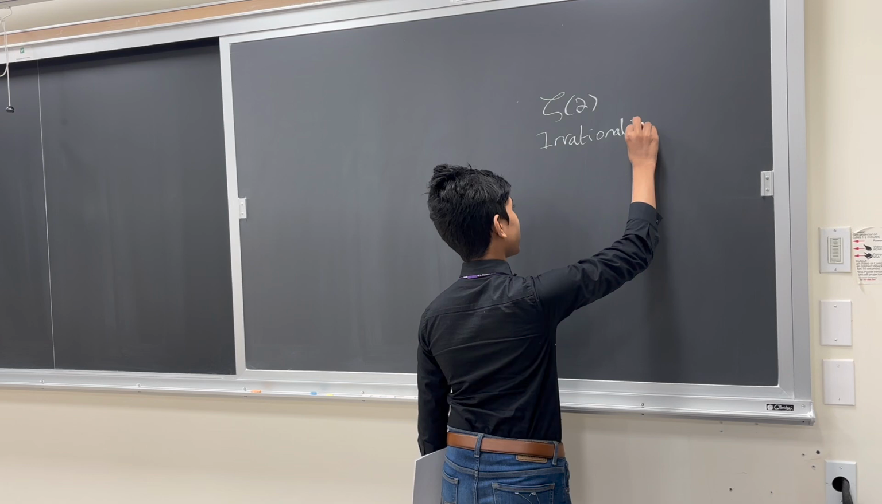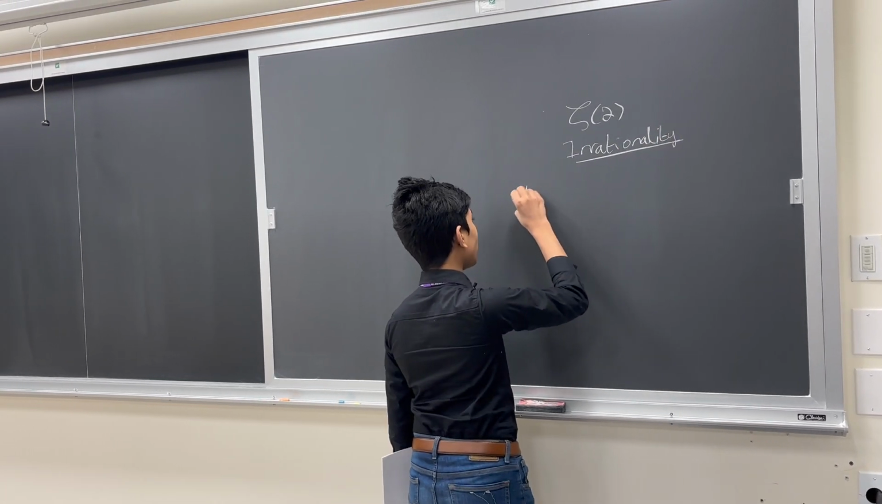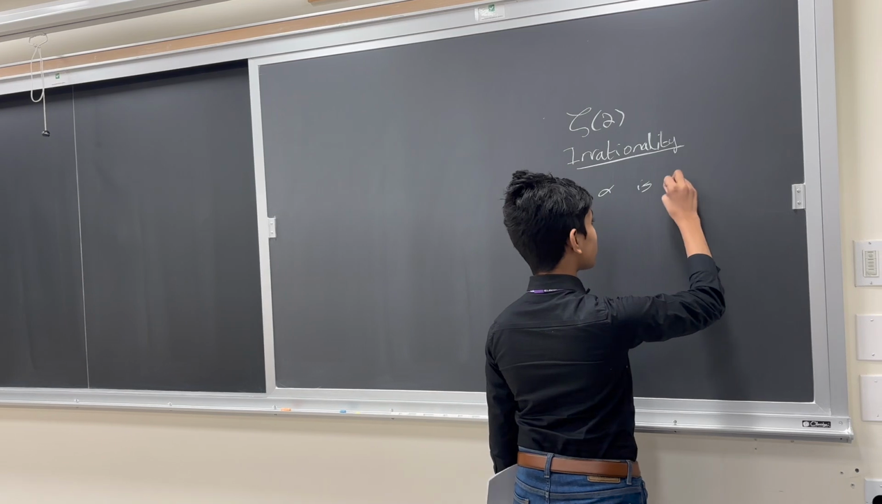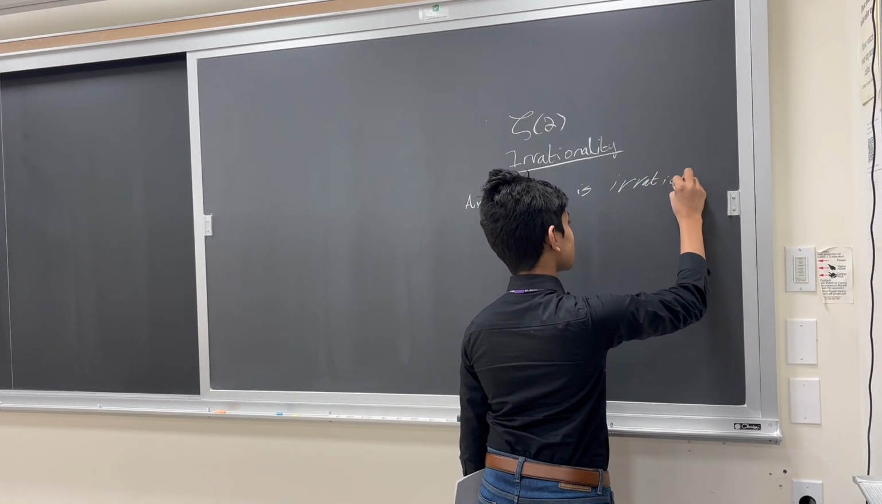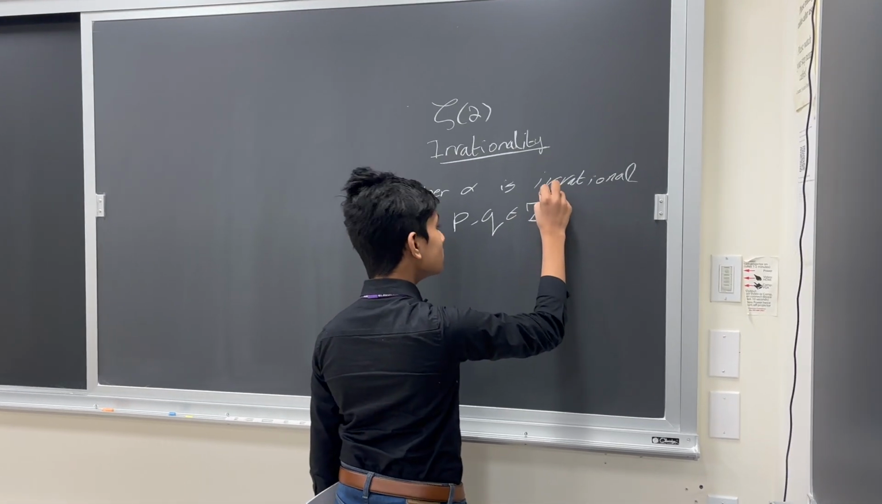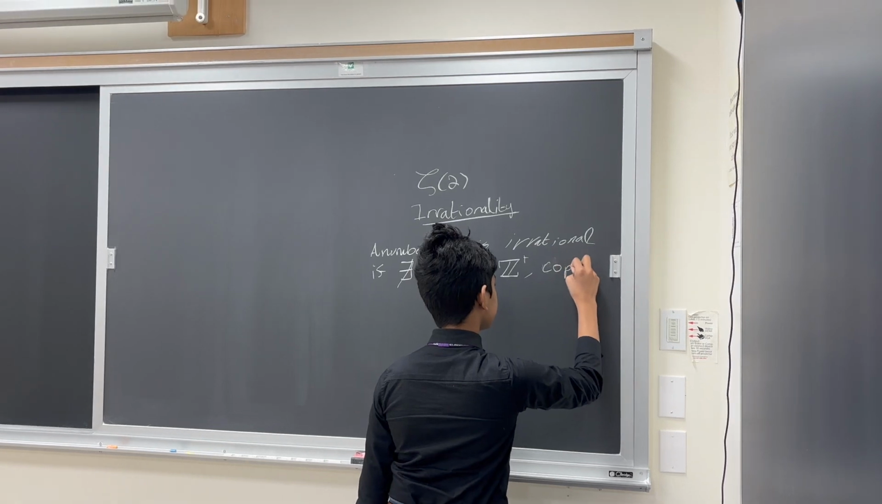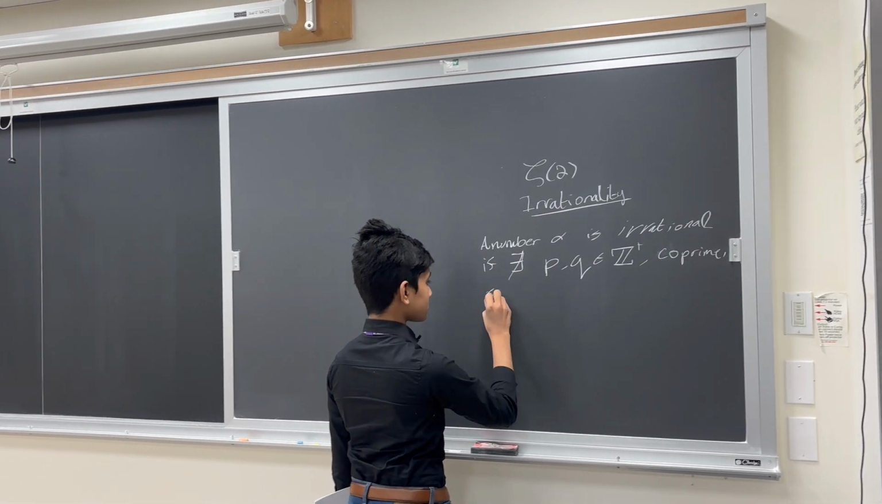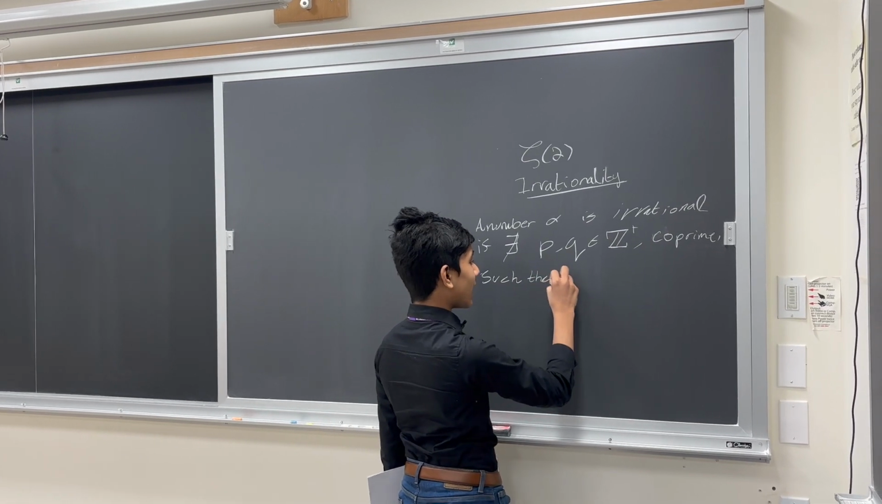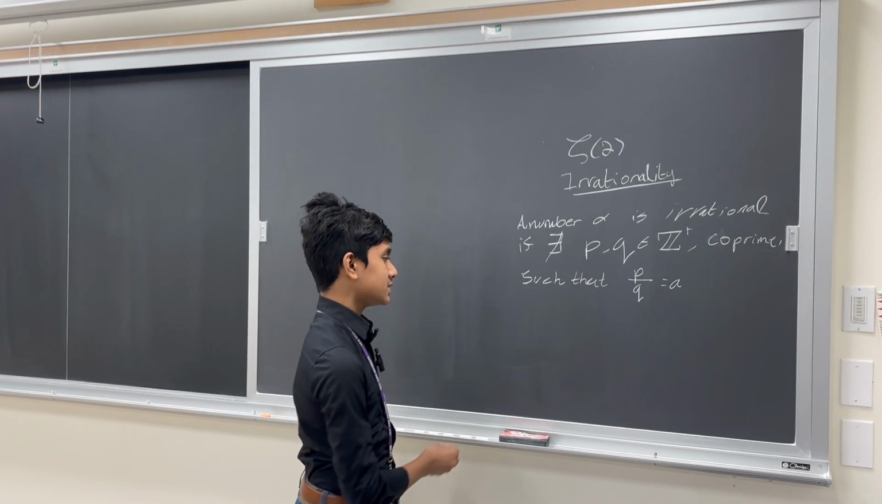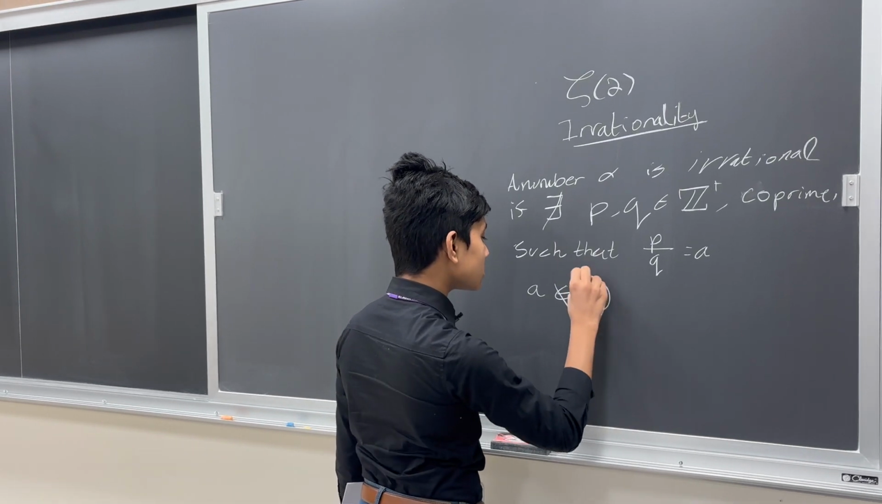Now, obviously, you know what irrationality is. A number, alpha, is defined as irrational if there does not exist p and q in the positive integers, relatively prime, or coprime, which is a shorter word, such that p divided by q is equal to alpha. Or in other words, alpha is not in the set of rational numbers.